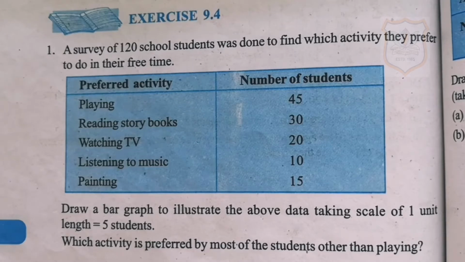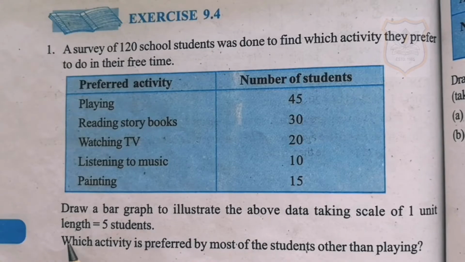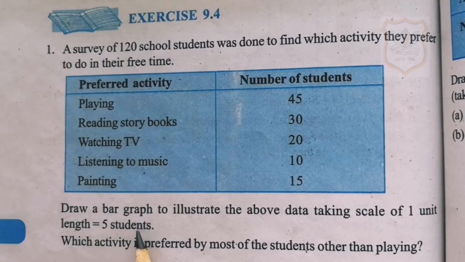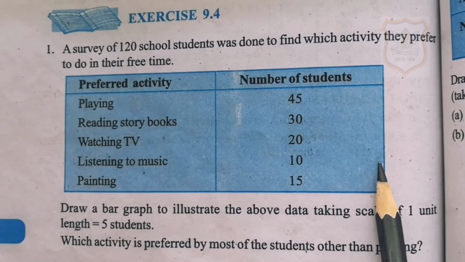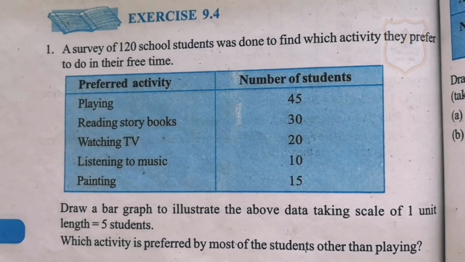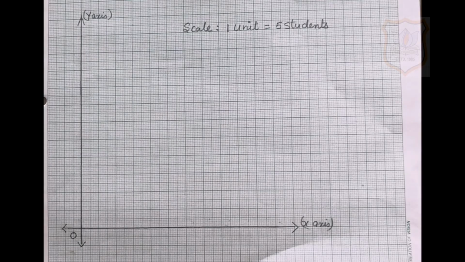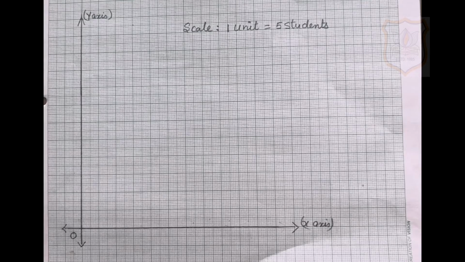Students, here what is given in this question is that a survey of 120 school students was done to find out which activity they like to do in their free time. We have to draw a bar graph on the basis of the information given here, and we have to take the scale of 1 unit length equals 5 students. I've explained in my earlier videos how to draw a bar graph.